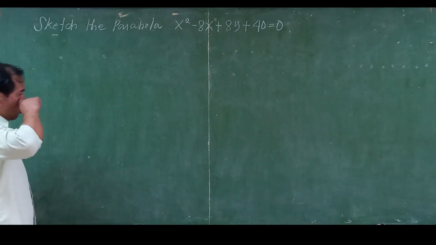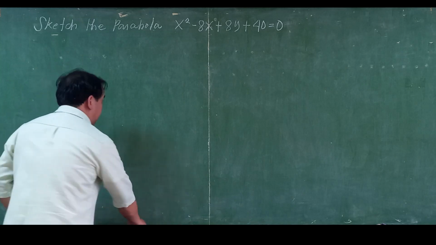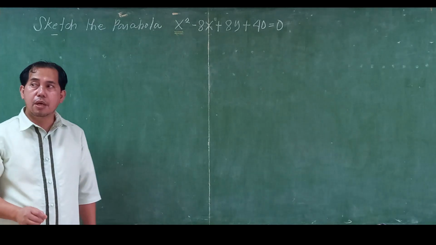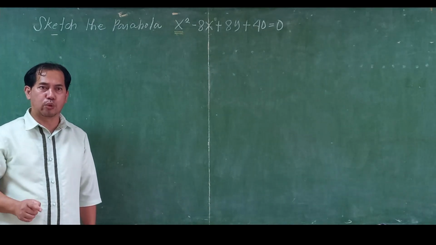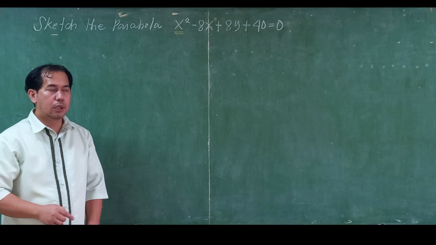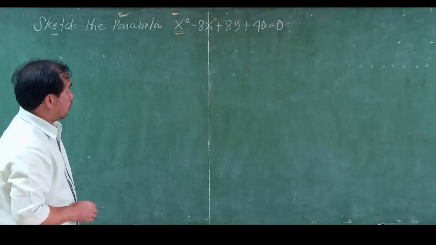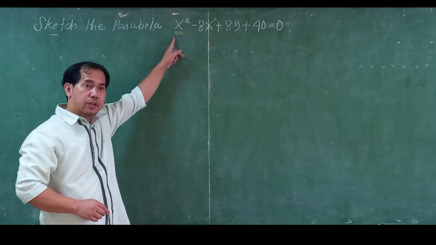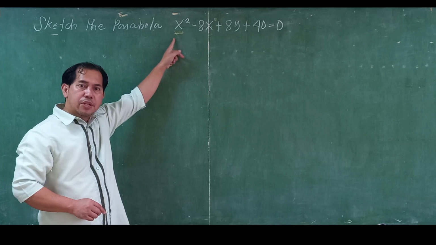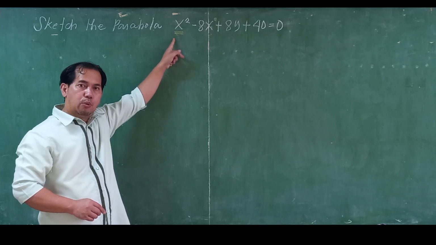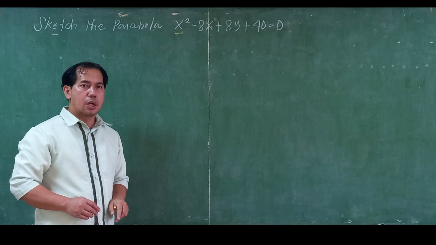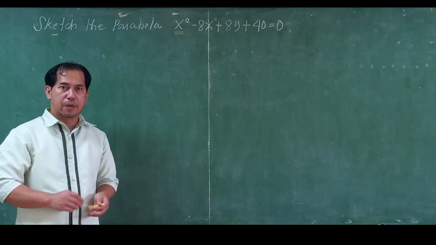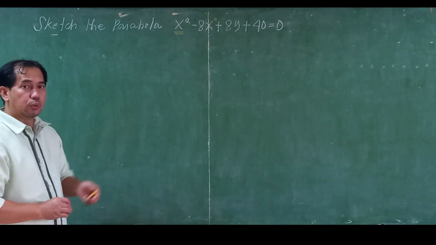Remember that when we are talking of the parabola, the variable that is being raised to the second power determines the kind of parabola that we have, whether it is a vertical parabola or horizontal parabola. Our variable that is being raised to the second power is the x variable, meaning to say the parabola faces the x-axis. So the parabola that is considered in here is a vertical parabola. Now, how are we going to do this one?